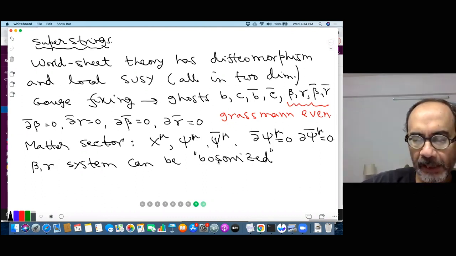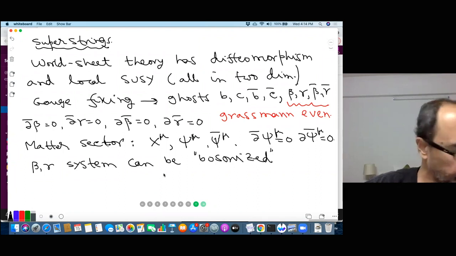Now this word "bosonized" is somewhat strange, because beta and gamma are already bosons, right? I said these are Grassmann even. So what do you mean by bosonizing beta and gamma? Let me write down the relationship. You bosonize them, but at the same time you put in some additional fermions.